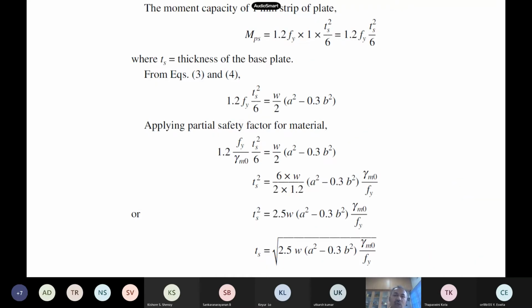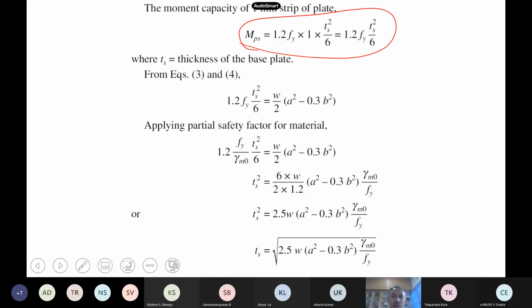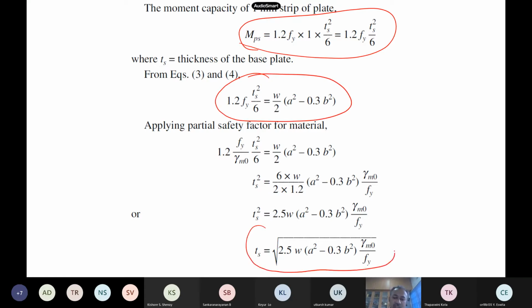We use that formula. If T is the thickness of my plate, I can find out the moment capacity, that is, the section modulus I can easily find out. The elastic section modulus is BT square by 6. So this is my capacity. Now you equate these two, the moment capacity and the net moment, and solve for thickness. This is the formula you should use to calculate the thickness of the base plate.